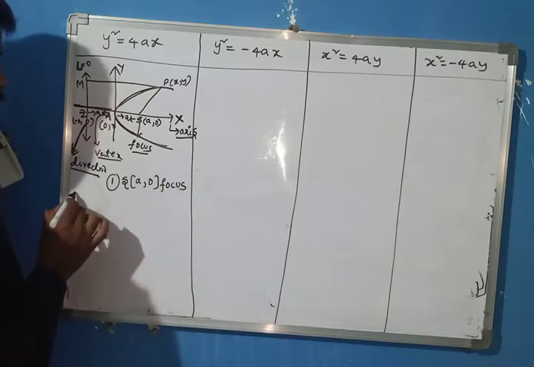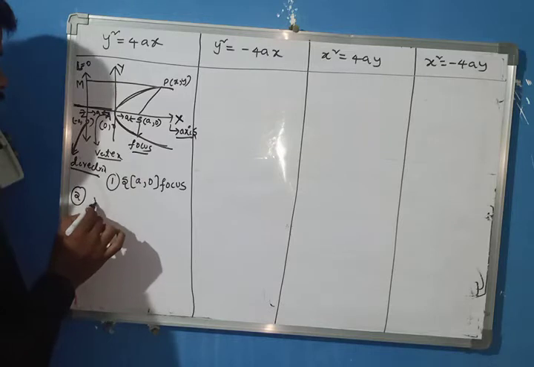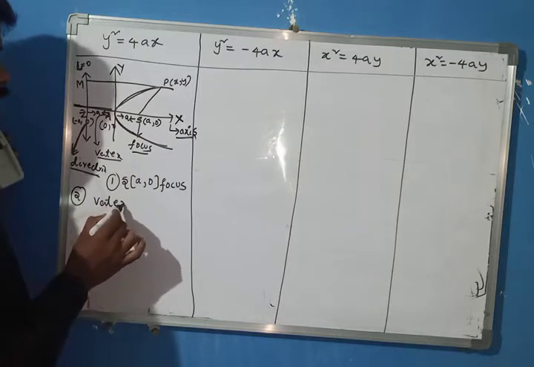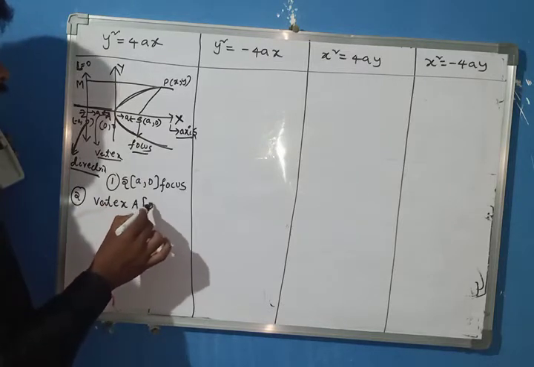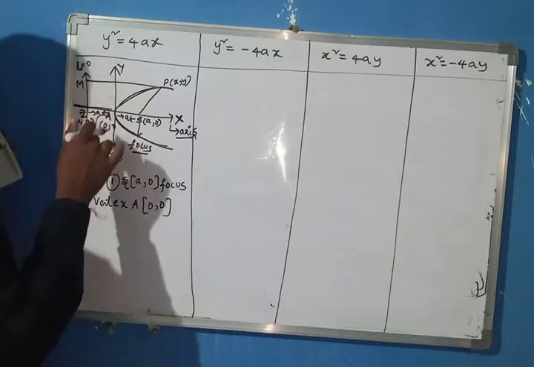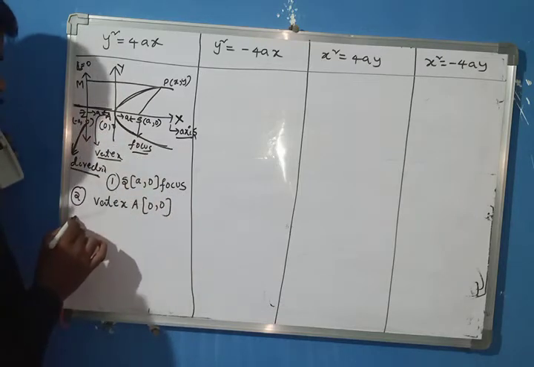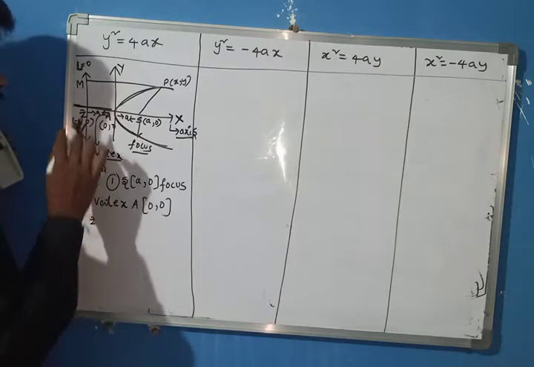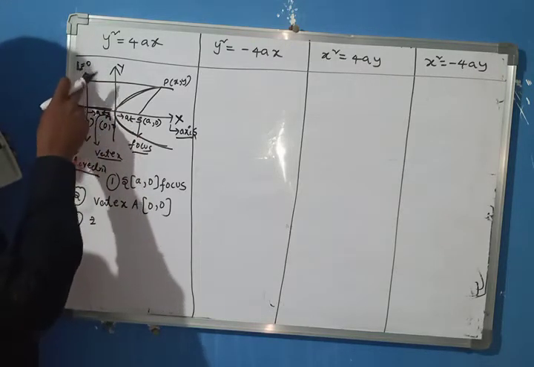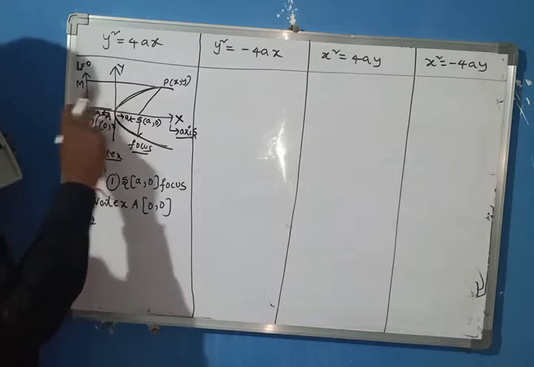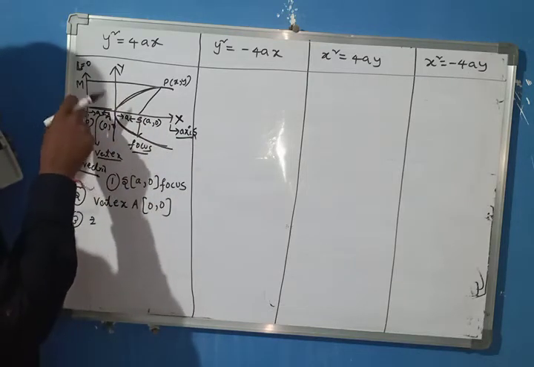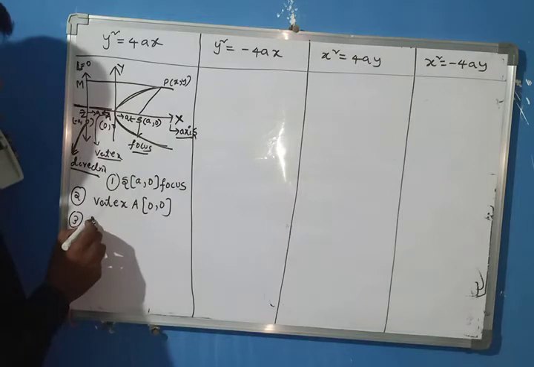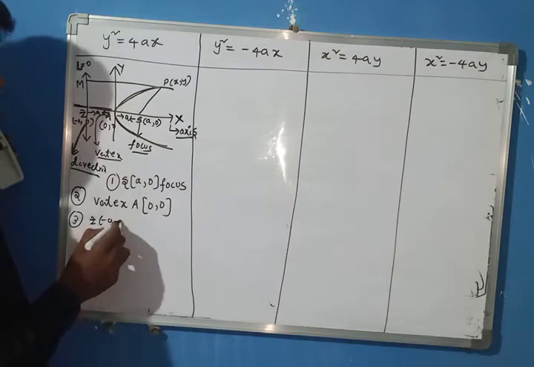Second point, what is the vertex? The vertex is denoted by A, that is (0, 0). After that, what is Z? Z is (minus a, 0). Z is the point of intersection of the directrix and the axis. Z is (minus a, 0).